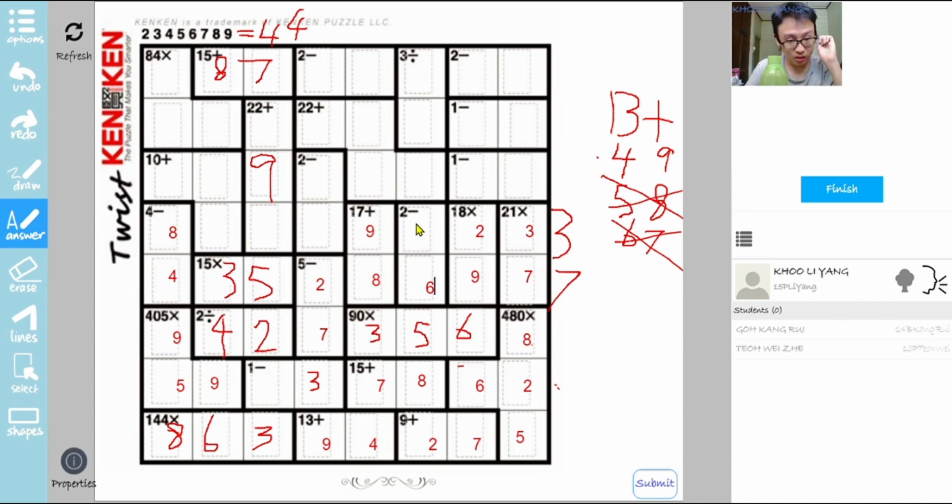6 plus 2 is equal to 8. Since 8 is here, we put 4 here. 6 minus 2 is equal to 4. Okay. Now we can see that 6 is already here and here, in this column and this column, so 6 will be here.